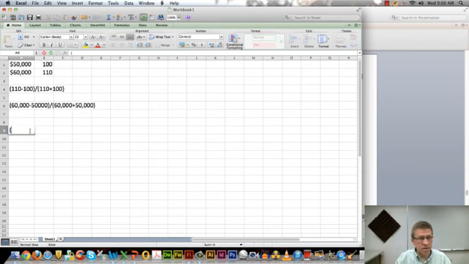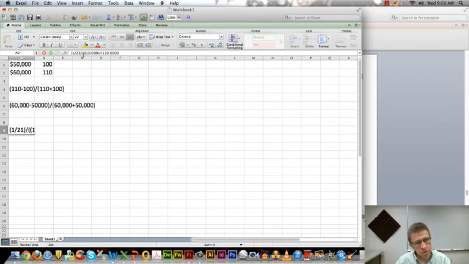Well, simplifying this a little bit, we get 10 in the numerator up here, 110 minus 100, divided by 210, and that'll all be divided by 10,000, that's 60,000 minus 50,000, divided by 110,000. And I'm actually going to put in some parentheses around this to make sure they get this right. If you're doing this within Excel, you could just plug it in right now. If not, you can simplify.